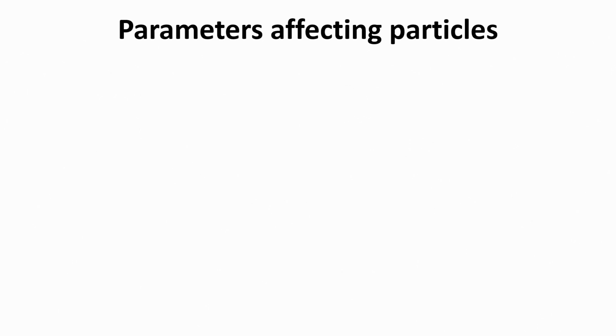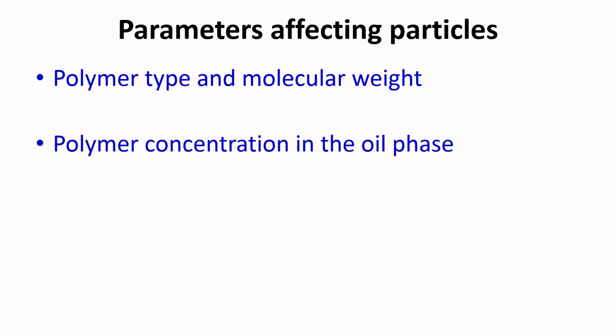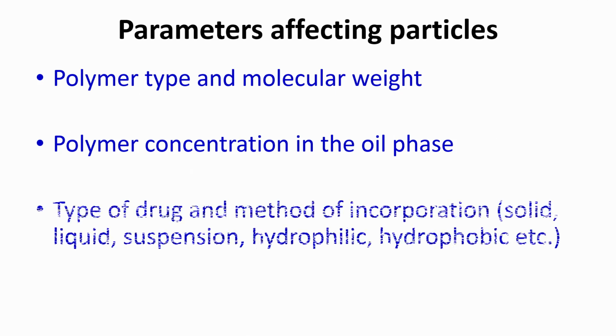So, what are the different parameters that are going to affect these particles? Of course, the first thing is what polymer you are using and what its molecular weight is. That is going to have a profound effect on whether it is hydrophilic or hydrophobic, and also on the thickness of the shell, how stable it is, how fast it degrades. All of that will depend on the polymer you are using. And then, of course, the polymer concentration in the oil phase. The more concentration you have, the more closely it will pack. So, all of that will determine what sort of particles you get.